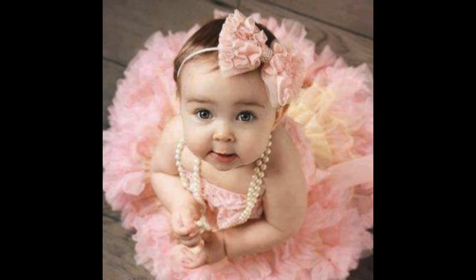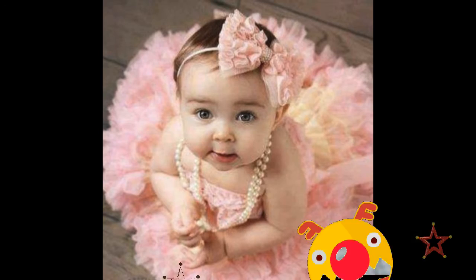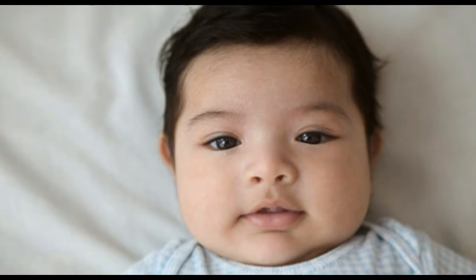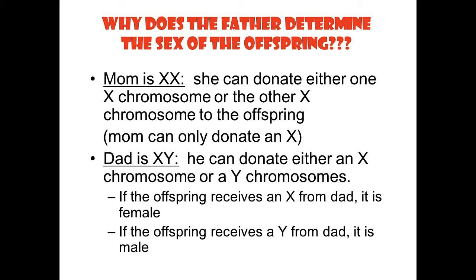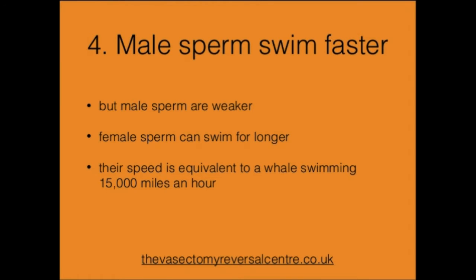In other words, the 23rd chromosome of the egg will always carry the genetic material for a girl, and the sperm will determine whether the child will be a girl or a boy. It is actually the male that determines the sex. So the sperm is either going to carry the genetic material for a girl or for a boy. So you actually have two types of sperm in that respect.